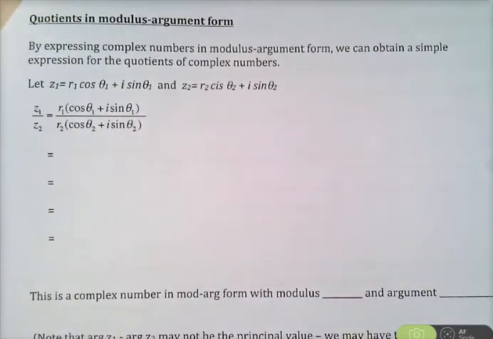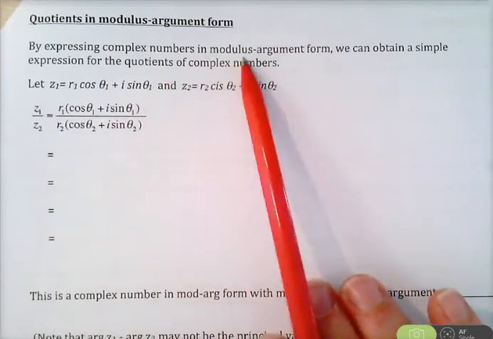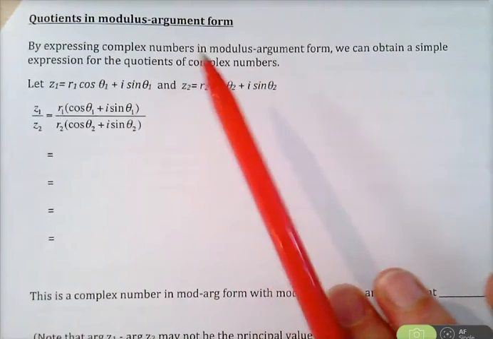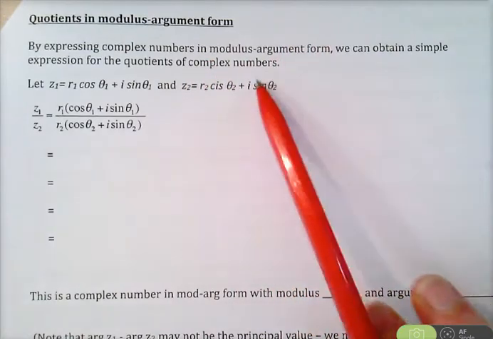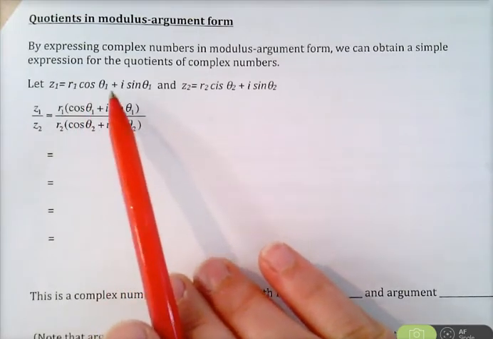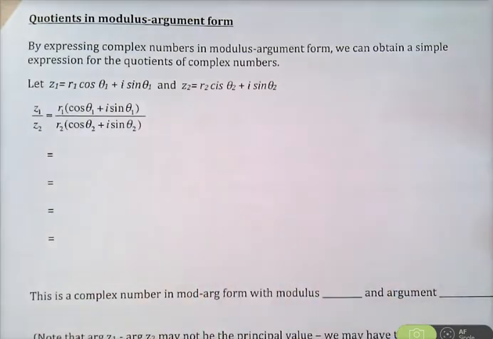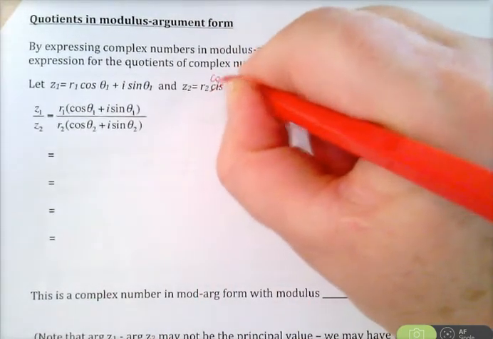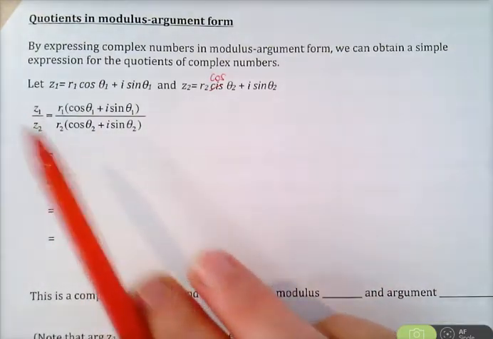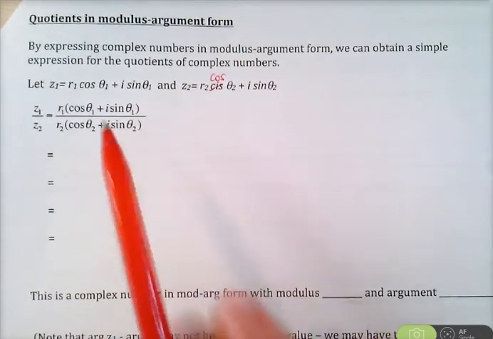For quotients in modulus argument form: if we express complex numbers in modulus argument form, we can obtain a simple expression for the quotients or division of complex numbers. So if z1 is r1 (cos theta 1 plus i sine theta 1), and z2 is r2 (cos theta 2 plus i sine theta 2), then z1 on z2 will be whatever z1 is over whatever z2 is.